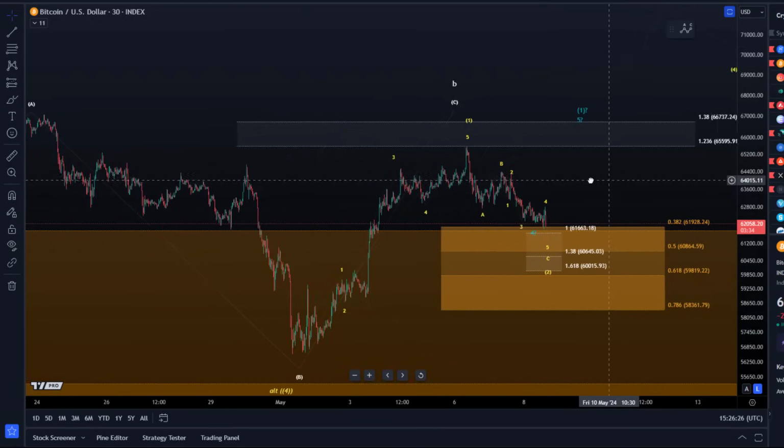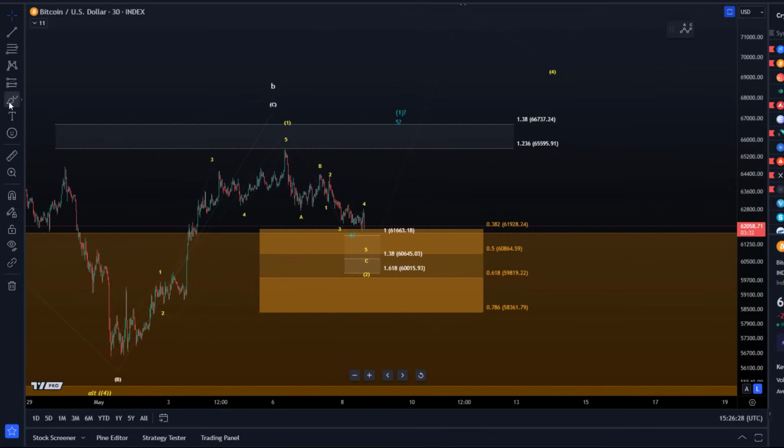And I also made you aware that there is a cluster of support, because this here is the 100% extension level of the initial A wave decline. That's a common C wave target, because the C wave and the A wave often have the same length. I mean, the 100% extension only means that the C wave has the same length as the A wave. Also here on the logarithmic chart.